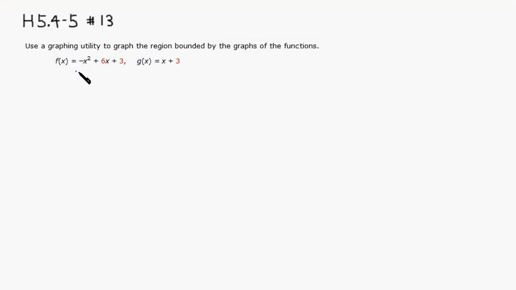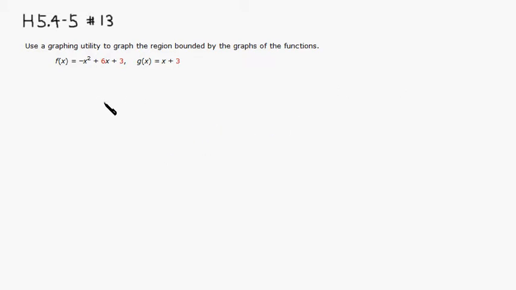So you have f of x, this is a quadratic function. Because of this negative sign, it's going to be facing down. G of x is a linear function. It's going to be a straight line. So let's try to sketch that.